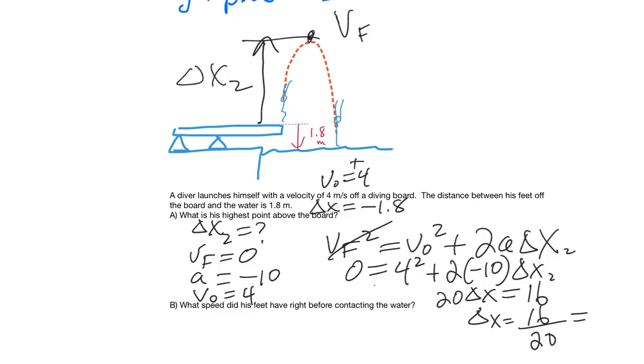0.8, 4/5, which is 0.6. So he only got 0.6 meters off the board. Wait, did I do that right? 16 divided by 20. That's 0.8, sorry. You got 0.8 off the board. 0.80 meters off the board. What speed do his feet have right before contacting the water?